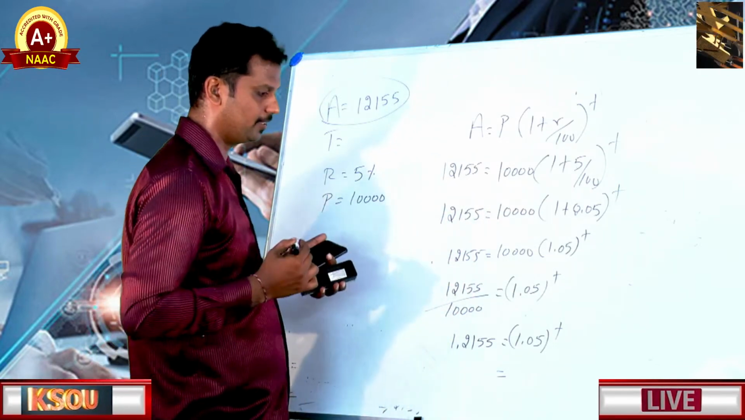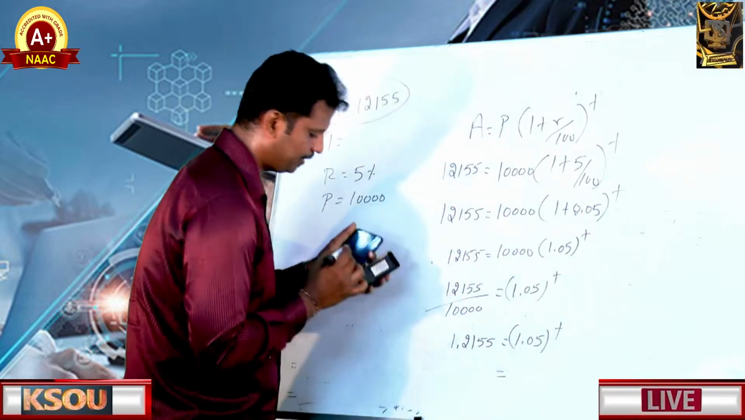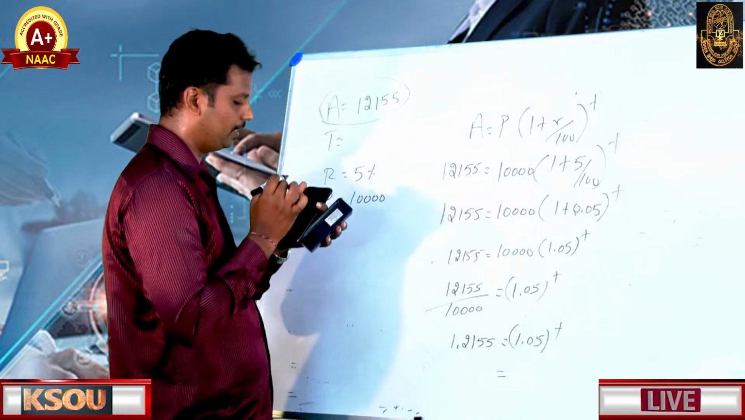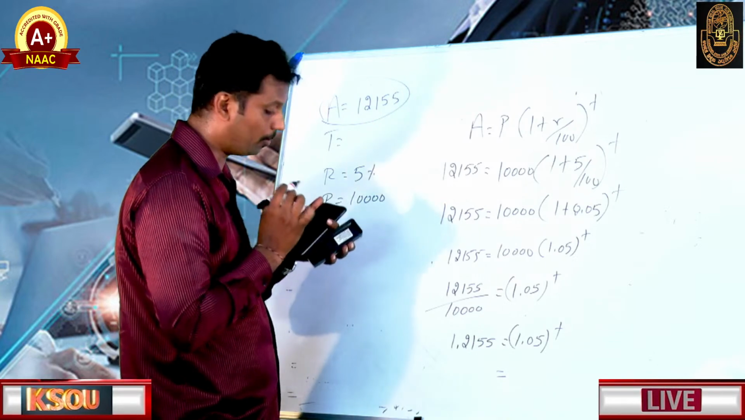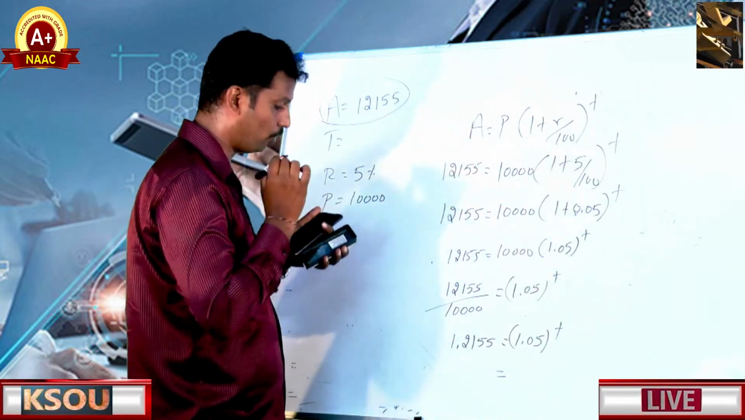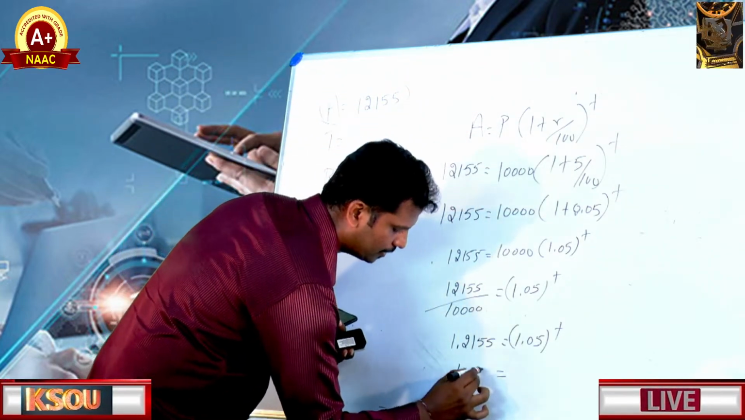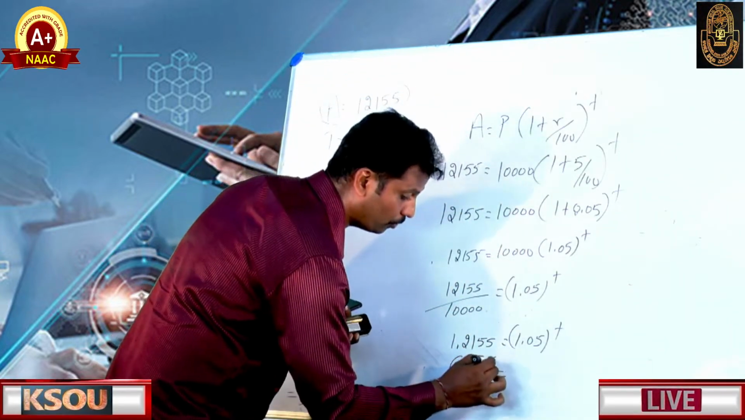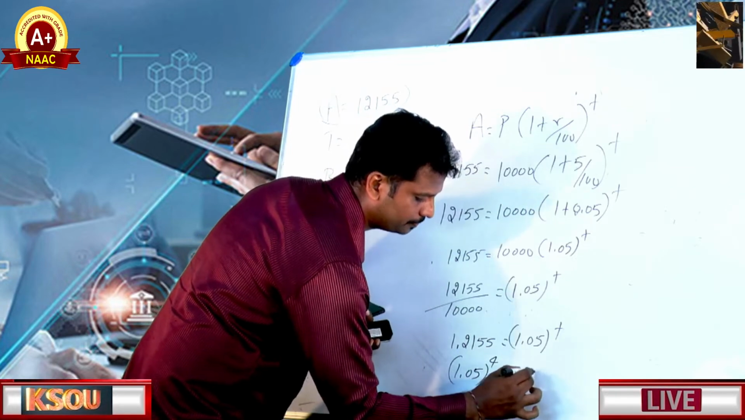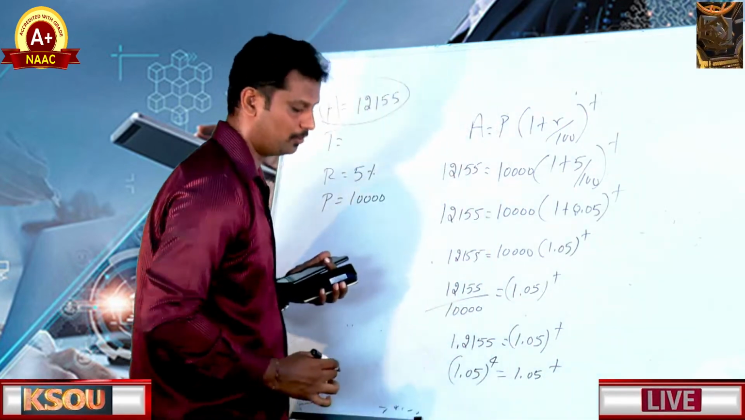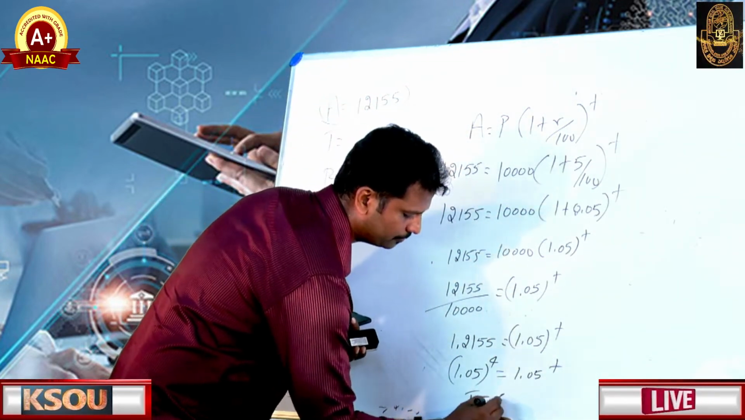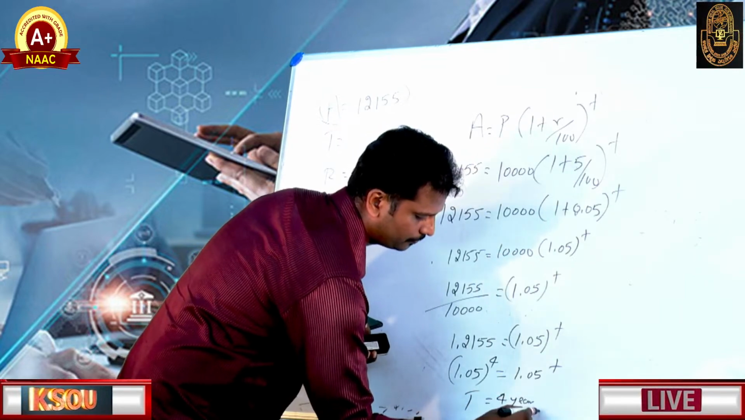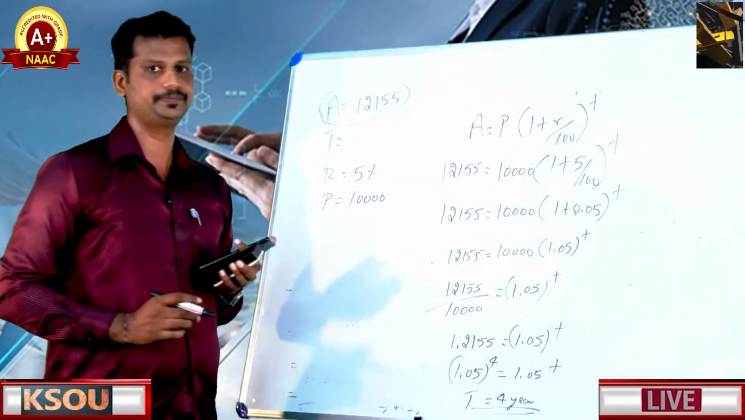Same answer. What is the same answer? It will be 1.2155. How many times? 5 times. Sorry, 4 times. 1.05, in case multiplied 4 times, you get the answer. Now the T value equals 4 here.